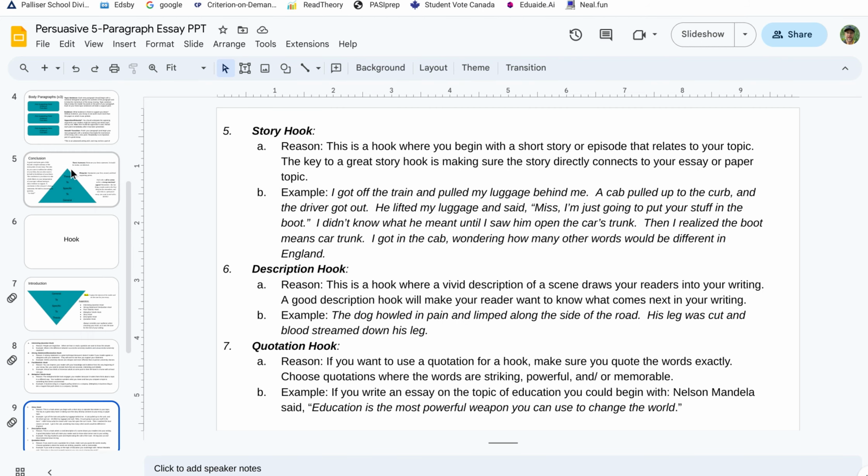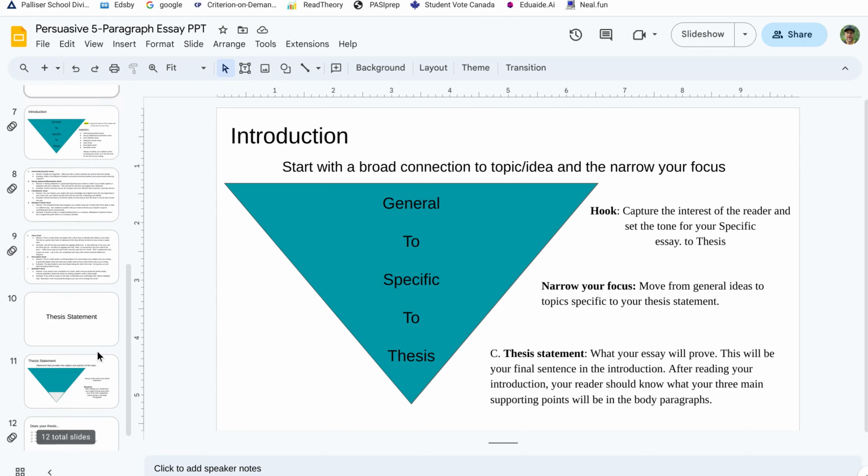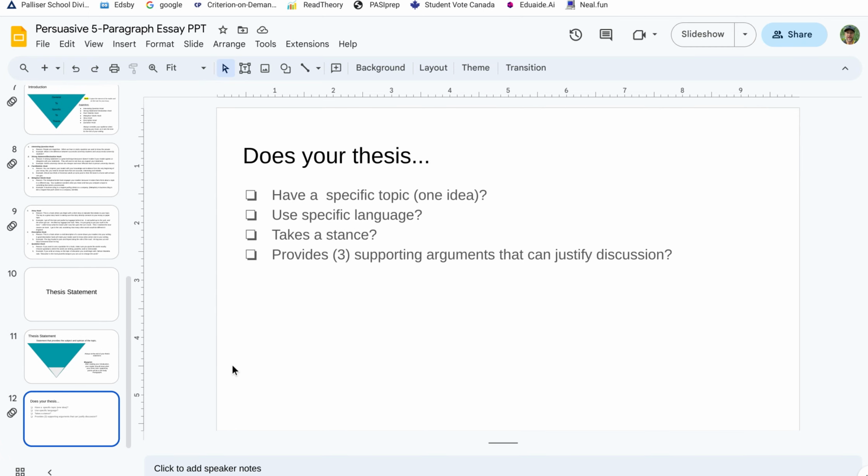So going back to the diagram, I've done my hook, I've narrowed my focus, I've introduced my three specific ideas that I'm going to talk about, again, in a sentence each, and then I'm going to finish with my thesis statement, what I am actually talking about. So when I'm checking with my thesis, I want to make sure that my thesis is specific. It's encompassing only one idea.